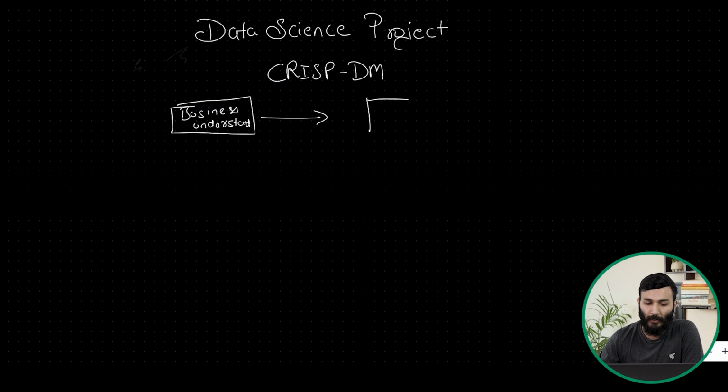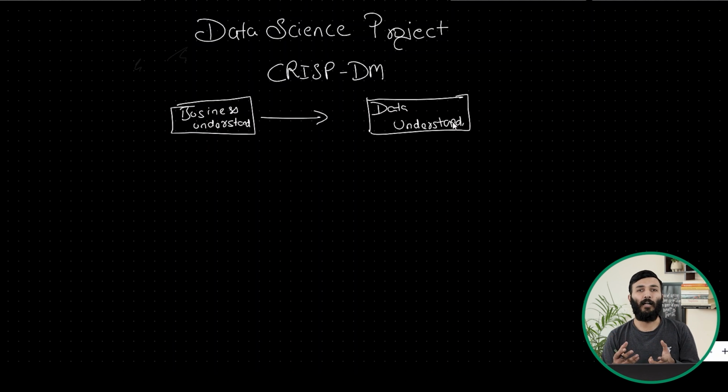Then we go to the next step of data understanding. What does that step mean? After understanding the business problem, what kind of data is that particular organization providing you, how can it solve the business problem, what are the possible ways of solving that business problem, and is the data we got from the company sufficient or not. So this is something we include in data understanding.